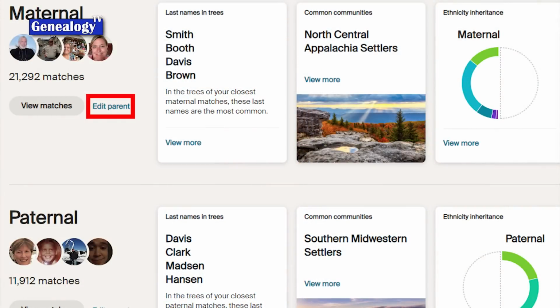And if I had labeled parent 1 and parent 2 backwards, then you can fix that. All you have to do is click on Edit Parent next to the maternal or paternal if you've got it backwards. Now, I suggest that you check several of your known matches, people you know to be on one side of the family or the other, so that you have a couple of confirmations, if you can. That way you know you can label it properly.